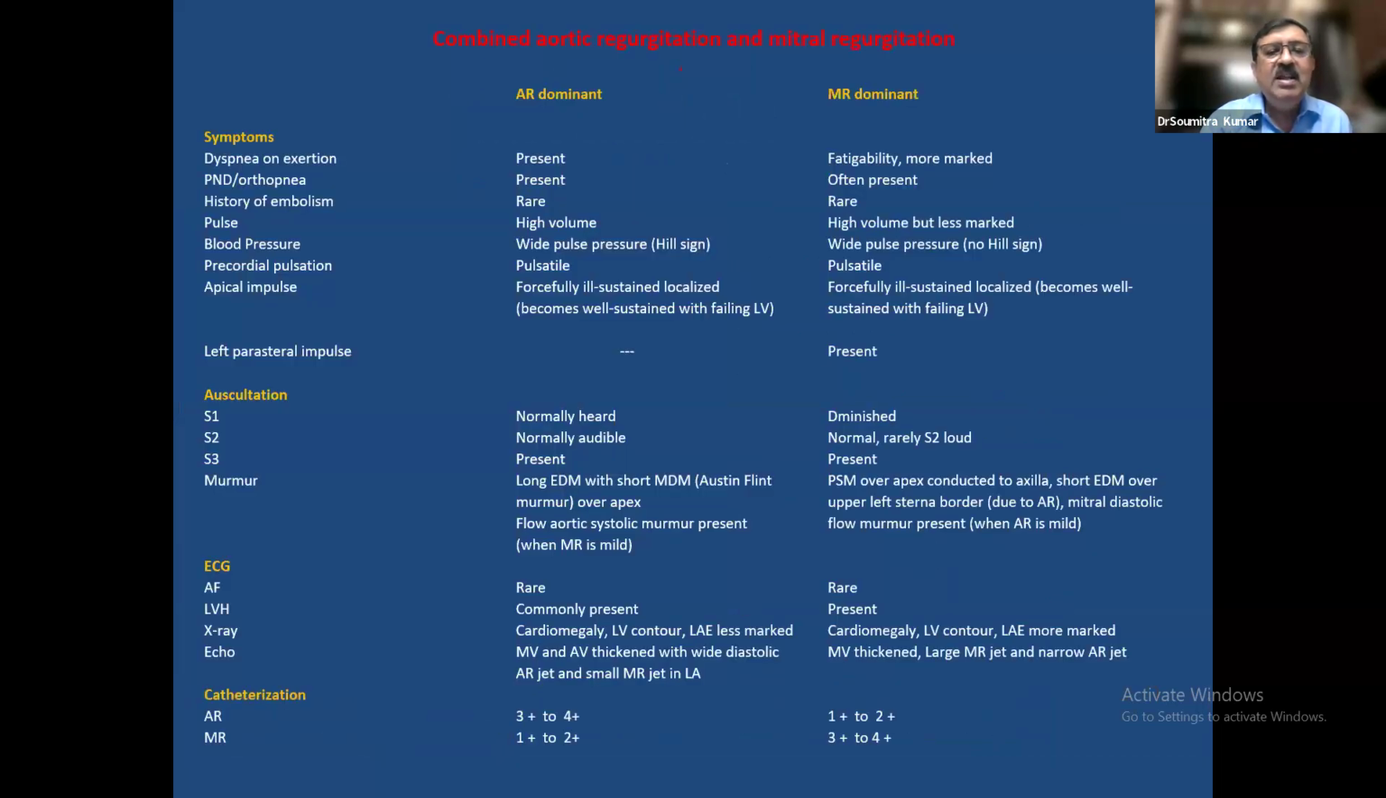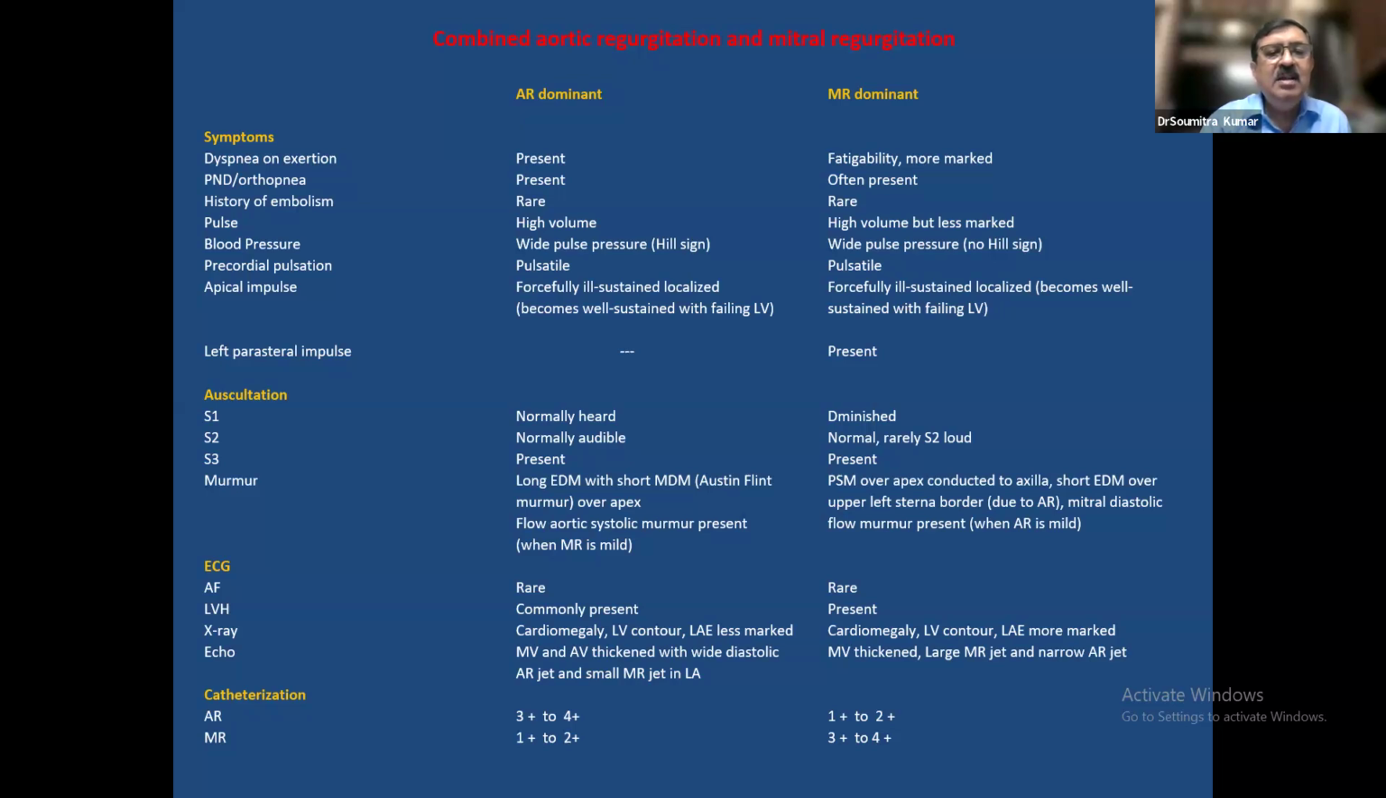In terms of clinical features, with AR dominant, dyspnea on exertion can be there, but with MR we get more of fatigability. PND and orthopnea are often present if MR is dominant, but they still can be there with AR dominance if any significant MR is associated. Pulse is classically high volume with AR dominance, but with MR dominance, we get high volume but less marked.